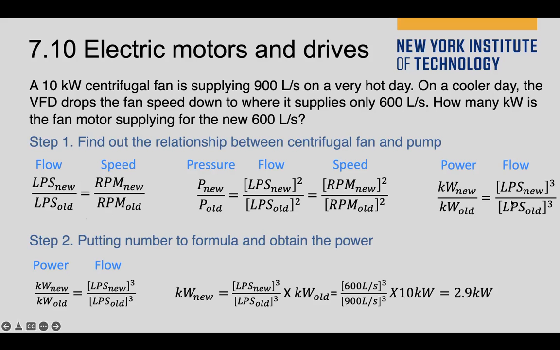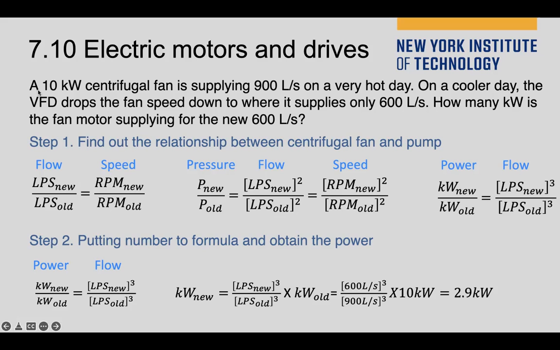And for the power it is in the cube relation. So if we can adjust the speed, we can save not only the proportion relation, it is the proportion of the cube of the speed. That is the power we can save. So let's look at this.